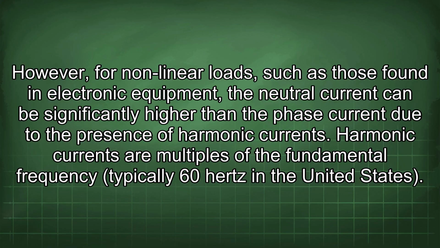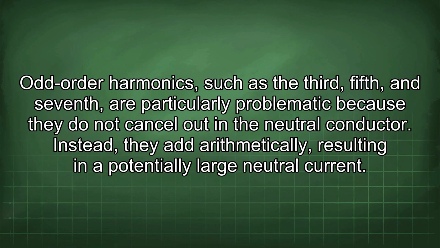Harmonic currents are multiples of the fundamental frequency, typically 60 Hz in the United States. Odd-order harmonics, such as the third, fifth, and seventh, are particularly problematic because they do not cancel out in the neutral conductor. Instead, they add arithmetically, resulting in a potentially large neutral current.